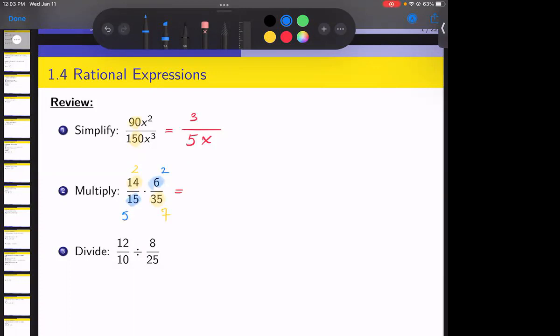Is there anything else you can simplify? No, they're all prime, right? So 2 times 2 is 4 on the top. 5 times 7 is 35. Or you can use the calculator. 14 times 6, 15 times 35.